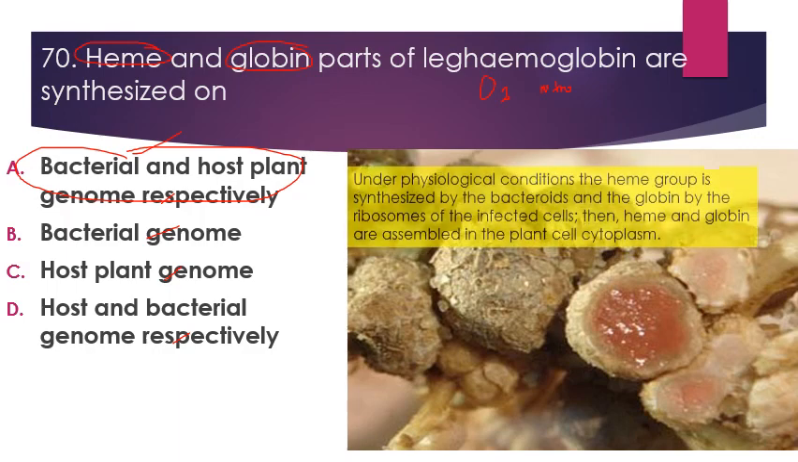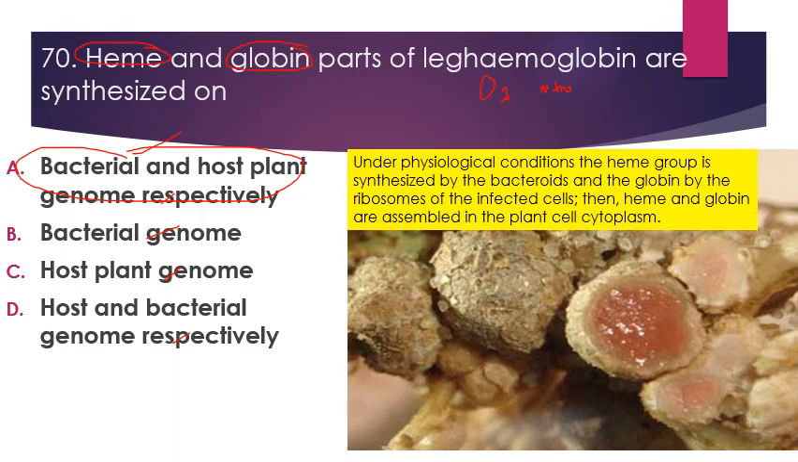the heme part of this leghaemoglobin under normal physiological conditions is synthesized by bacteroids, and bacteroids are the mature bacteria which invade the roots of legumes, and the globin part, which is the protein part, is synthesized by the ribosomes of infected cells. Then heme and globin are assembled in the plant cell cytoplasm. So the most probable answer is bacterial and host plant genome respectively.